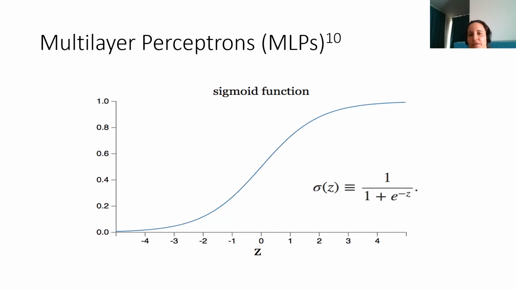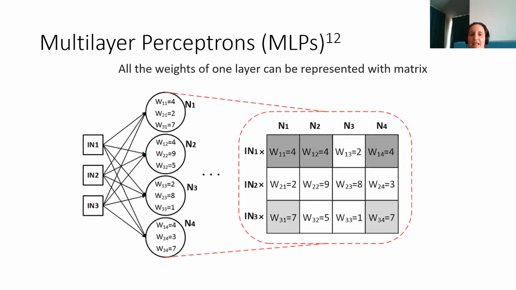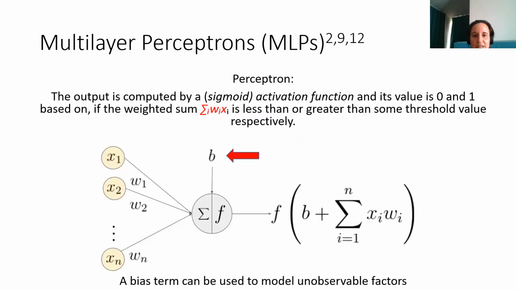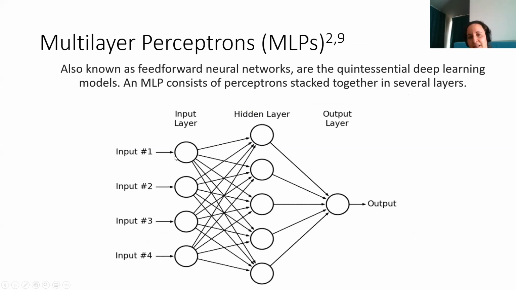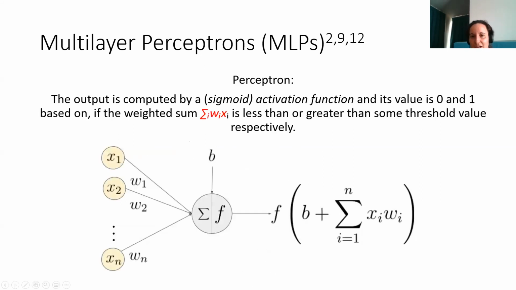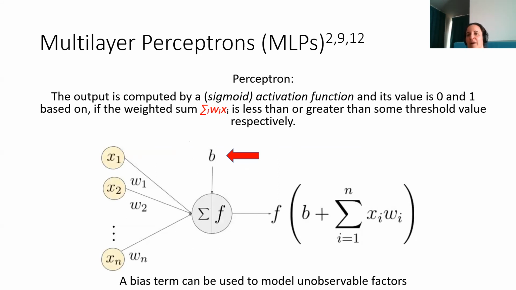As we said, the sigmoid function was one of the first functions that were used, but there are other ones, and we'll see. Now, let's go a little bit here. As we said, every one of the nodes here is a perceptron, and a layer is described by a set of perceptrons. Now, the weights of a layer can be described by a matrix.